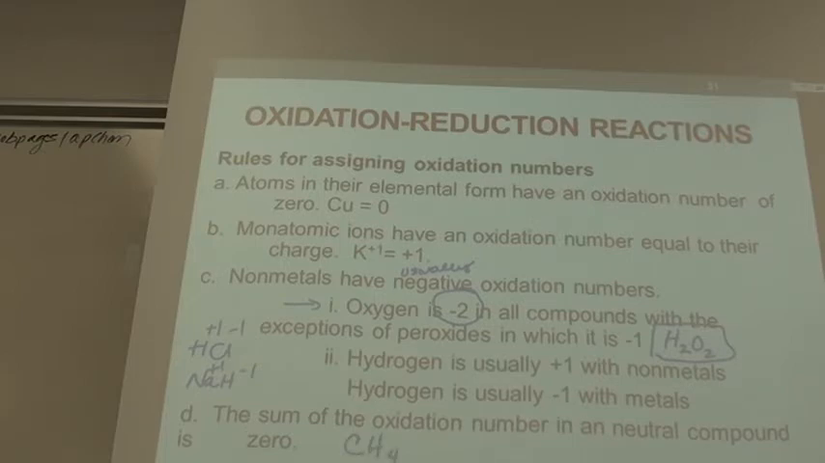The sum of oxidation numbers in a neutral compound equals 0. This is a neutral compound. It has no charge. This is not a neutral compound. This means that the sum of the oxidation numbers of the atoms adds up to -2. This is a neutral or a charged compound? Neutral. Okay, I think you're ready to move on.